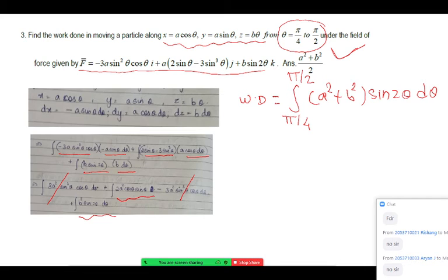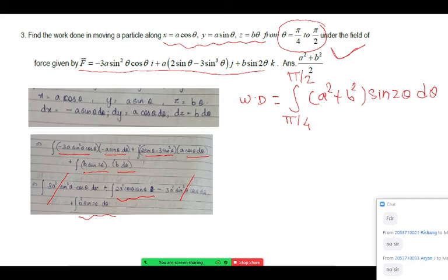So this is a silly mistake that a few of the students actually make. They generally see the integration of sine theta and cos theta directly and they write 0. It's not 0 now because the limit is not 0 to 2 pi. If the range is 0 to 2 pi, then only this integral is 0.